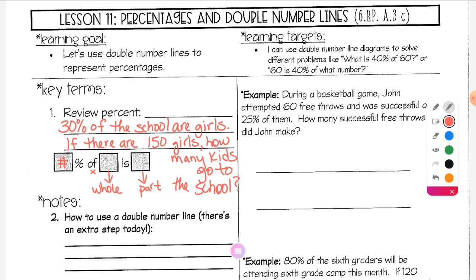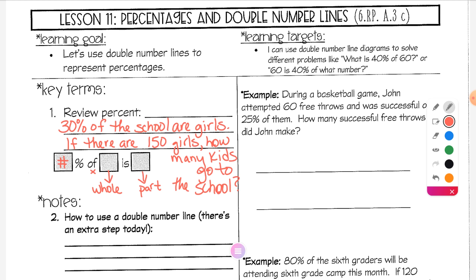It gives us the percent. That one's easiest to pick out because it has a percent sign by it. Then we have to look at the other stuff given. 30% of the school are girls. If there are 150 girls, how many kids go to the school? Is 150 a whole? Is that the total number of kids in the school? No. So what does that 150 represent? The part. The 30%. The percent and the part should have the same label, because a percentage of a total is equal to the part.